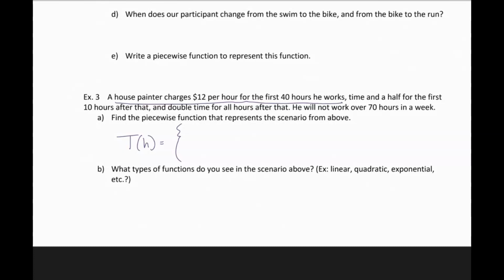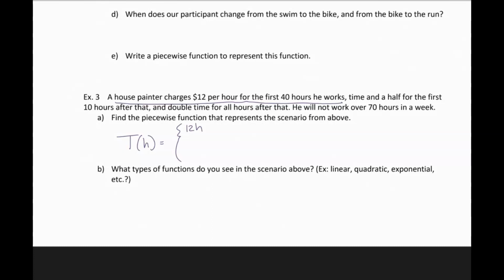Would the first line be 12x? Yes, or 12H, exactly. $12 per hour is how much we're going to owe this guy. And then we have to restrict our hours for that first equation. What hours apply to 12H? 40. That's less than or equal to 40.